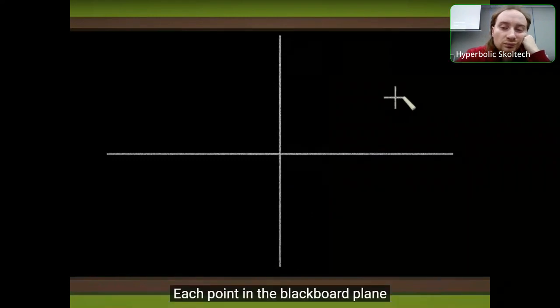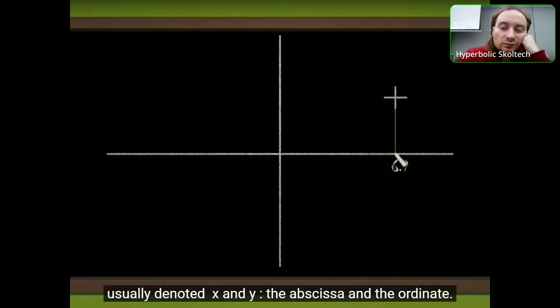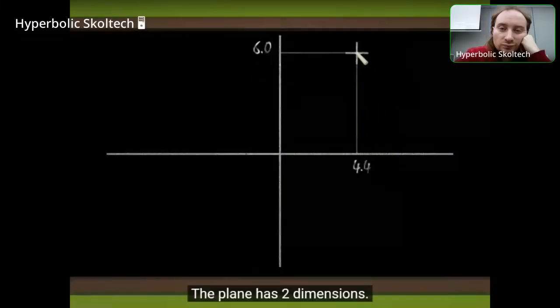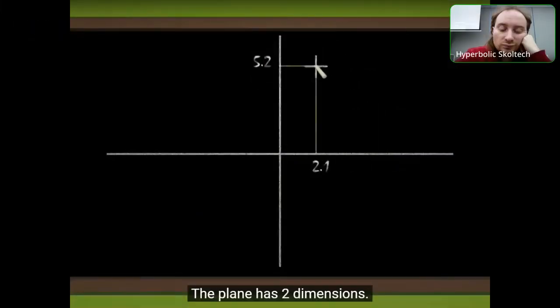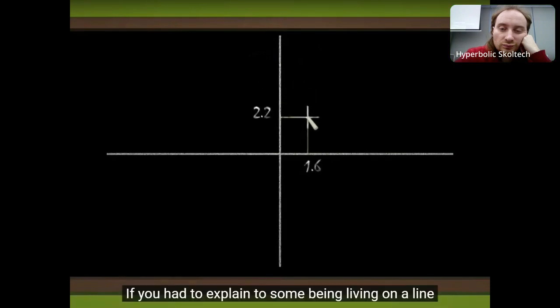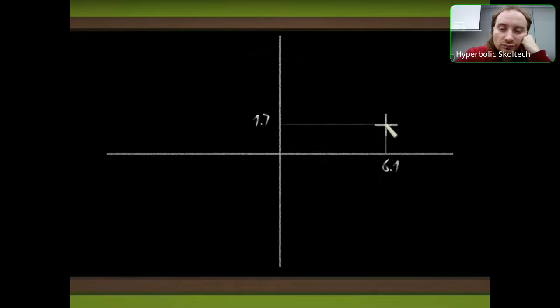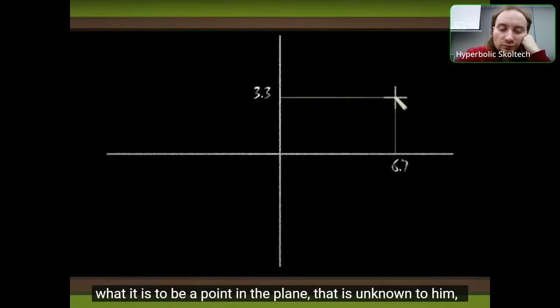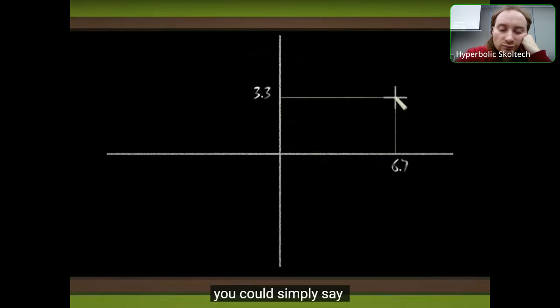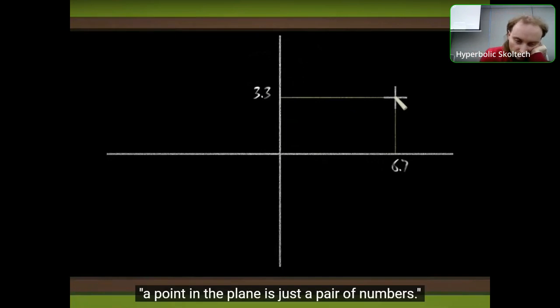Now I draw a second axis perpendicular to the first one. Each point on the blackboard plane is now completely described by two numbers, usually denoted X and Y, the abscissa and the ordinate. The plane has two dimensions. If you had to explain to some being living on a line what it is to be a point in the plane that is unknown to him, you could simply say, a point in the plane is just a pair of numbers.